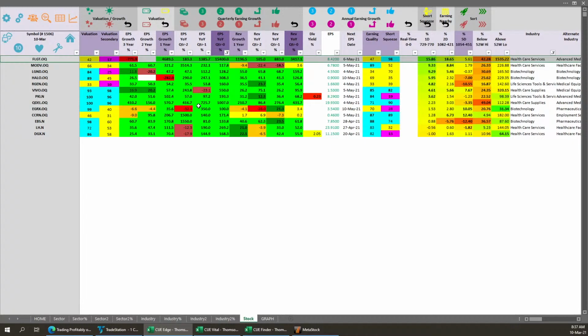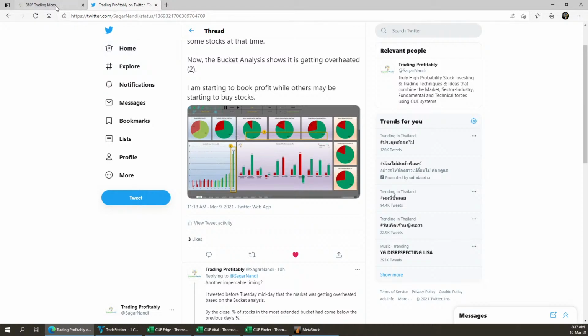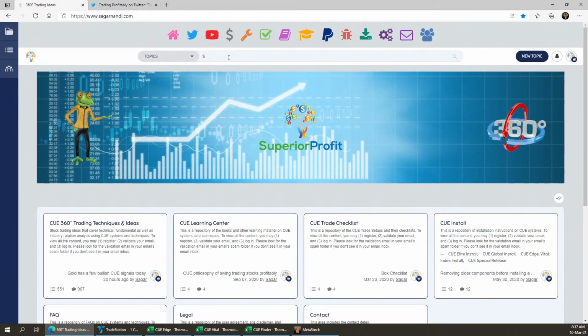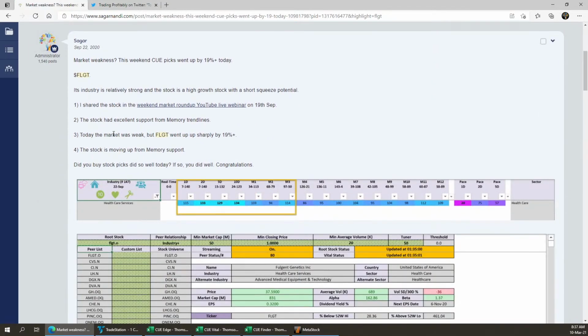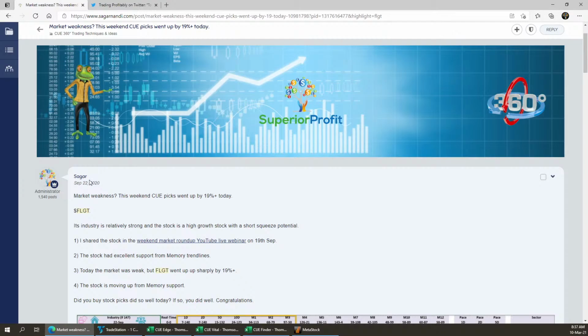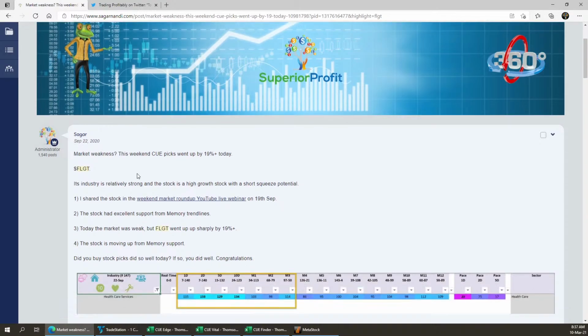Long time ago, I shared it as a buying candidate on Traders Forum, probably before most high growth traders noticed it. Let's see if we can find that out. I'm searching for FLGT. September 25. No, this was Vire, a very good one. This one. Let's look at this. September 22. This I shared September 22, 2020.